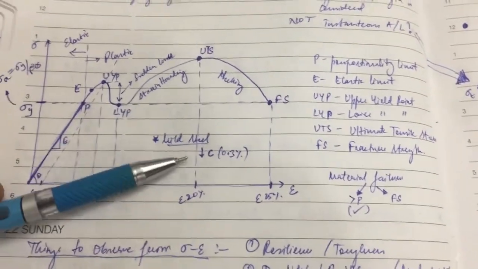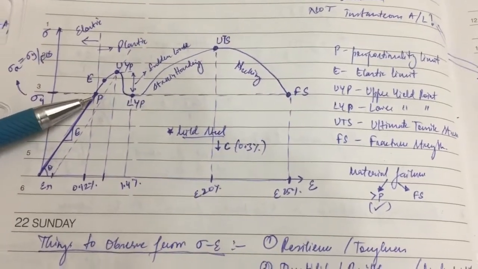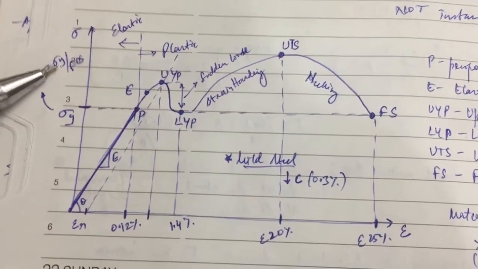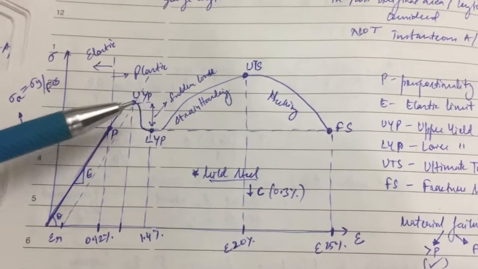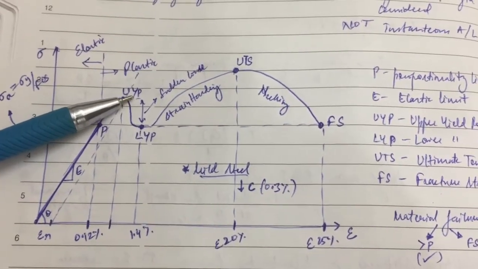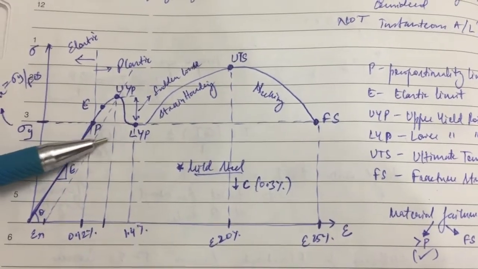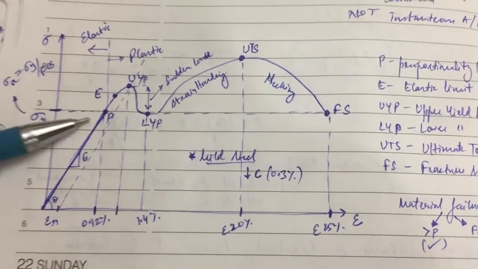So from this curve, what all information do we get? The yield point, the yield stress. From this we can basically calculate the allowable stress, which is sigma y divided by the factor of safety, and we can find the upper yield point and the lower yield point. We only assume the lower yield point for our material, which is also the design stress.